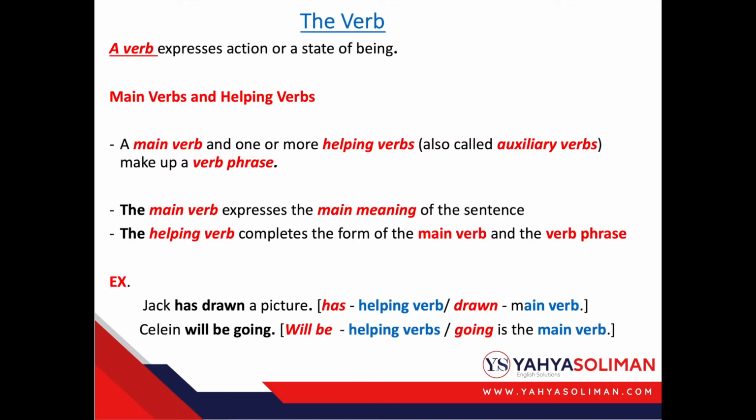For example, Jack has drawn a picture. Here has is a helping verb, drawn is the main verb. Celine will be going. Will be is a helping verb or helping verbs, and going here is the main verb.